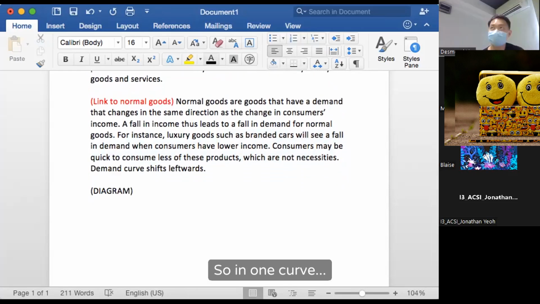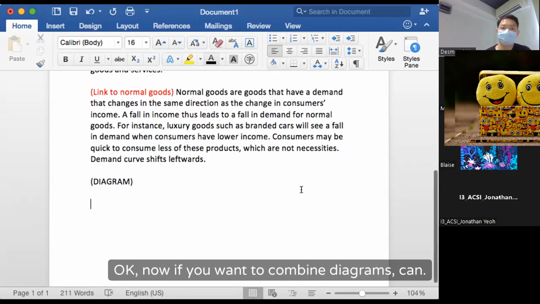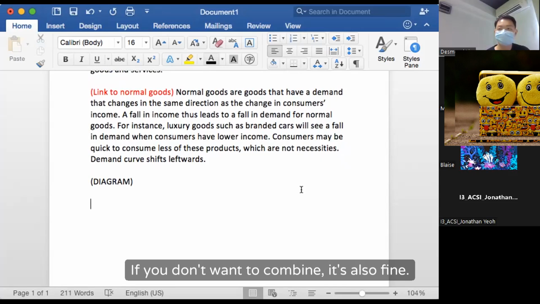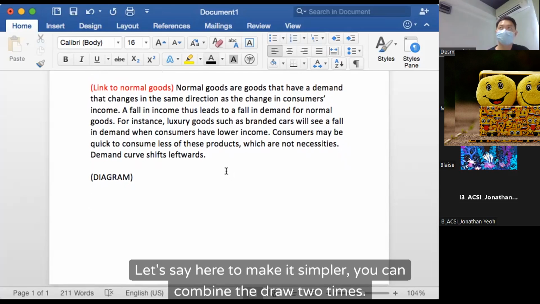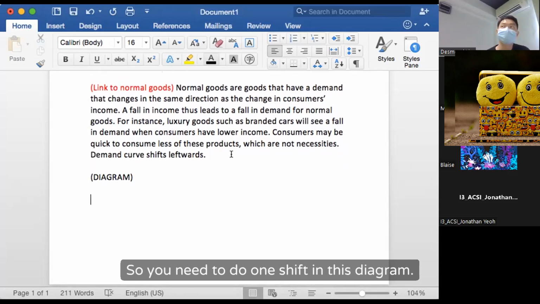So, the demand curve. Now if you want to combine the diagram, you can. If you don't want to combine, it's also fine. Up to you. Let's say here, to make it simpler, you can combine, so you draw two times. So you need to do one shift in this diagram.